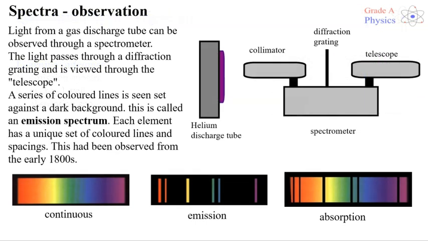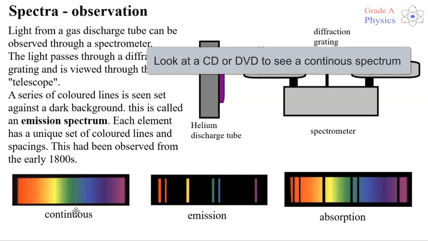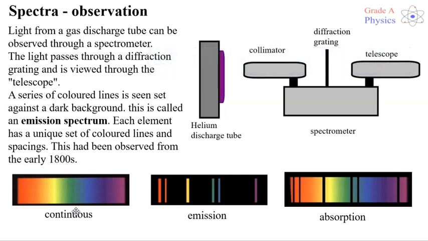If we have a continuous spectrum, it looks like this. You might observe this around the house even. If you have such things as DVDs and CDs, then the light reflected from them will give you all the colors of the rainbow. That's a continuous spectrum.